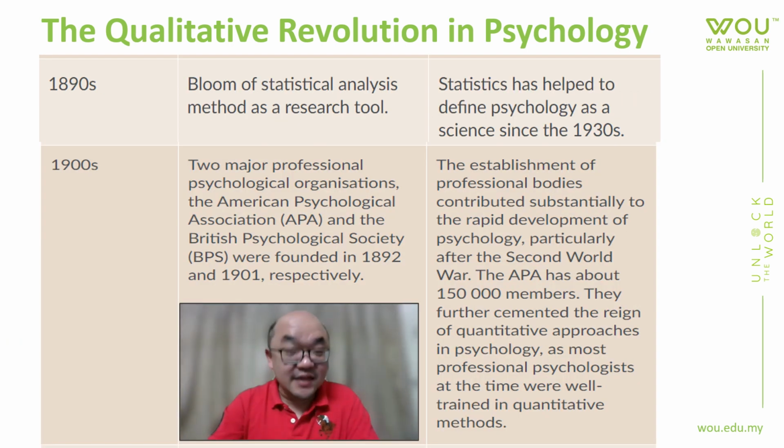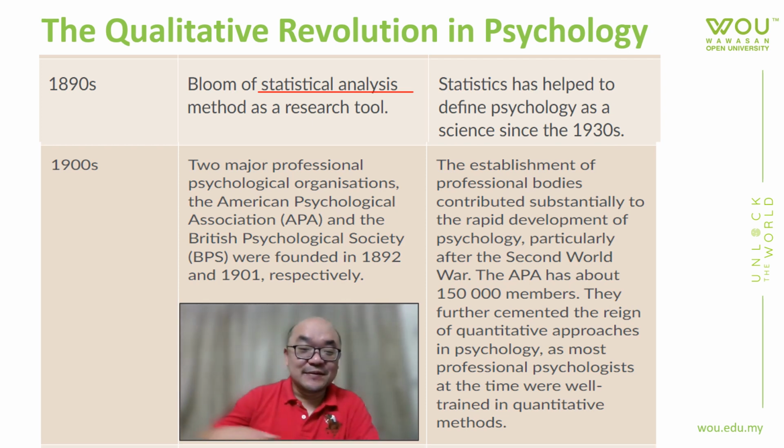And then in the 1890s, there's a bloom of statistical analysis methods that gave rise to support for the idea that psychology is a science. Previously, people would still argue that psychology is not a science because it's not measuring something objective. You are unable to derive an objective truth. And with the rise of statistics, you are able to do so. That's the reason why you are highly encouraged to learn about statistics when you are studying psychology.